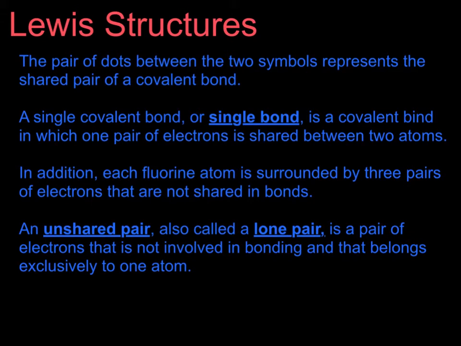A Lewis structure that shows a single bond will have a pair of dots between the two symbols that represents the shared pair, or that dashed line. Like in our example from before, we had HCl with the line between the H and the Cl, and then we had additional dots around the chlorine. So the single bond is the covalent bond where that one pair of electrons is shared. That's where this line is drawn here.